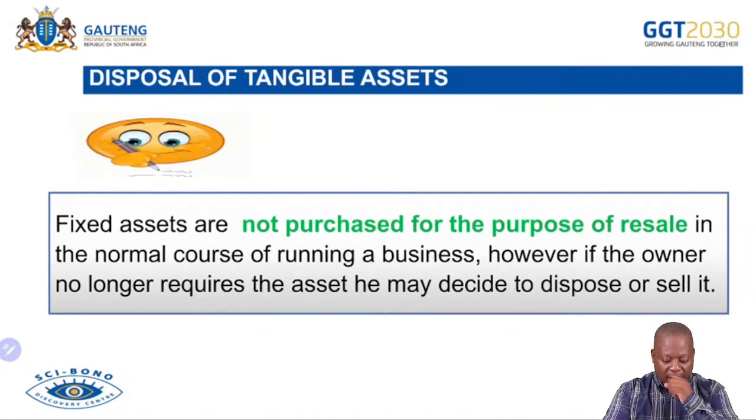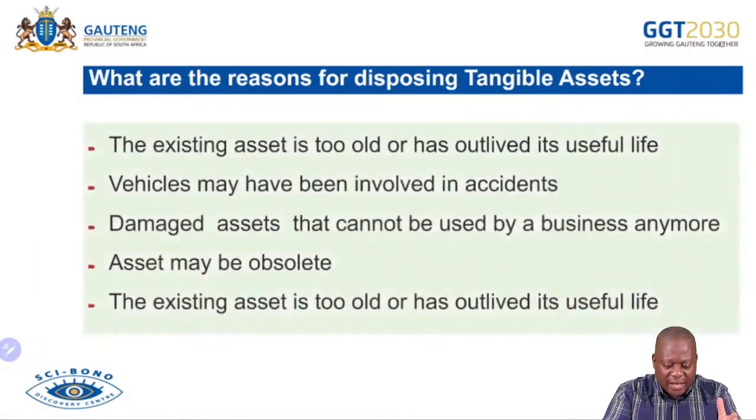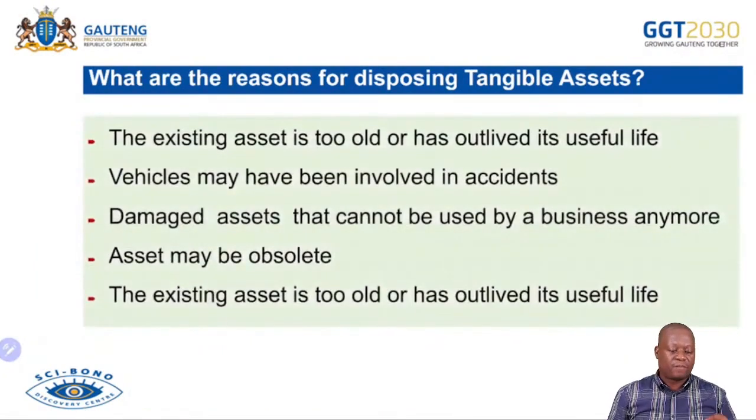Now, how do we go about disposing assets, and what are the reasons that we have for disposing assets? The existing asset may be too old, or it has outlived its useful life. It's no longer useful for us. Someone might find it useful, yes, but for us, it's no longer useful as a business.